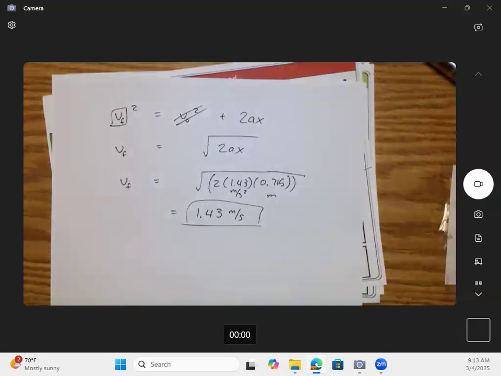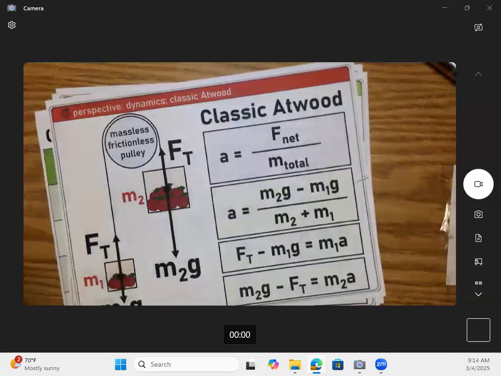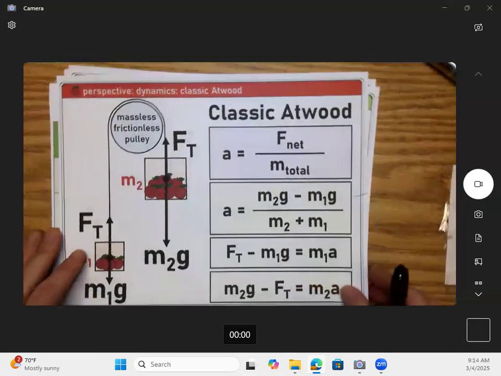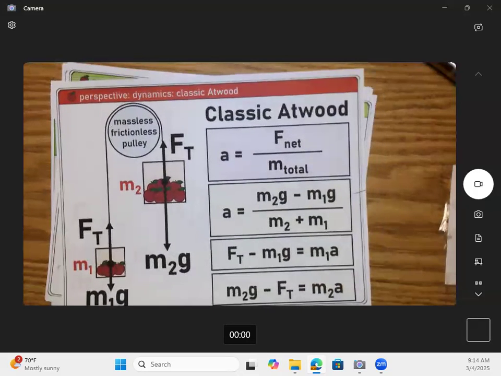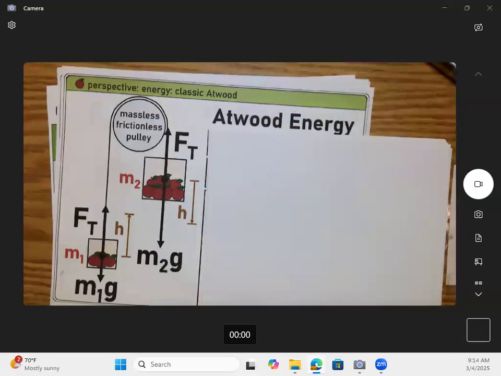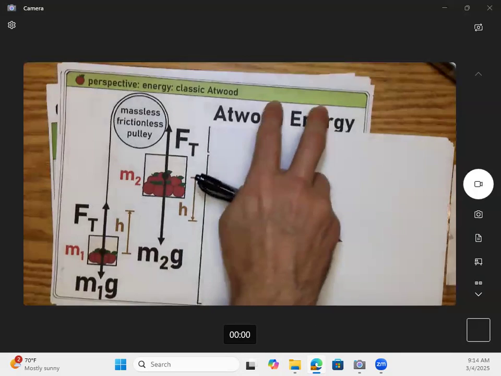All right, guys, good. You on that? Any questions on that classic Atwood? All right. So next thing I want to do with this classic Atwood is get my paper ready here. Let's actually go forward a few topics. I still got the classic Atwood, but oh look, we got a green banner now.